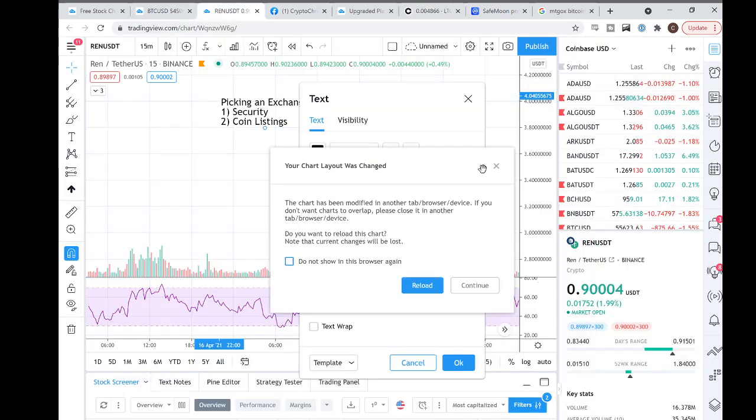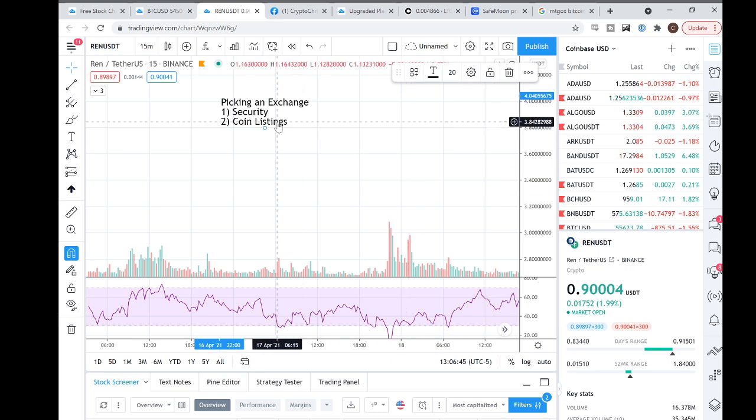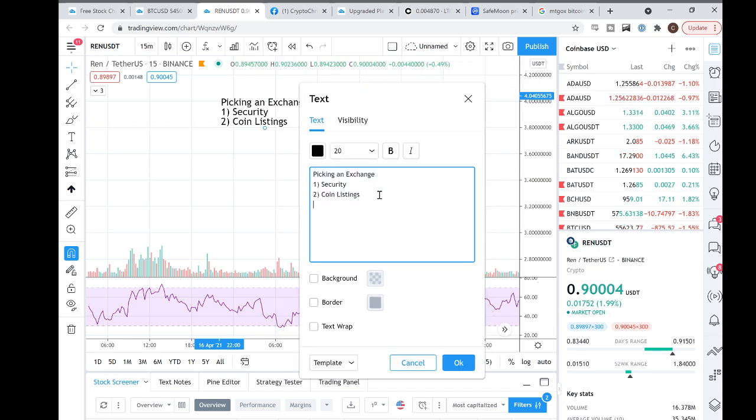All right, so the next one we're going to go into is going to be "allows US customers." Okay, does the exchange that you're on allow you to trade on it? There are a lot of US citizens who trade on Binance. A lot of them. I know quite a few.